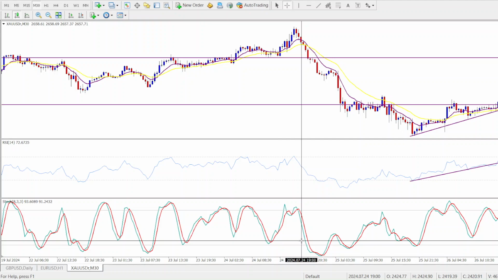You can use confluence to improve your trading accuracy when you have multiple signals from different indicators.